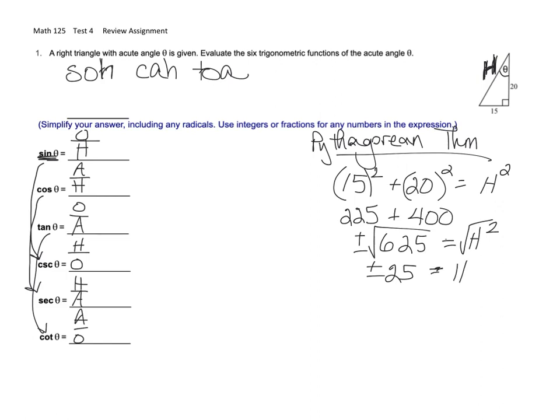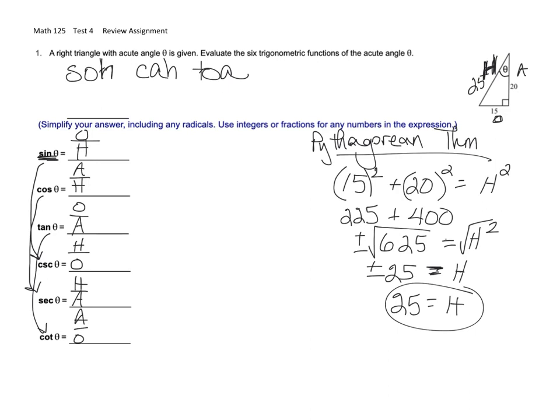But now remember, we're talking about the length of a side, so we never have a negative length. So our hypotenuse is 25. We can go put that right up here, 25. If you look at this little triangle, I know it's tiny, but from the angle theta, the opposite side is the side that is opposite from the angle. We know the hypotenuse is the long side, and then the adjacent would be the other. So now we just fill it in.